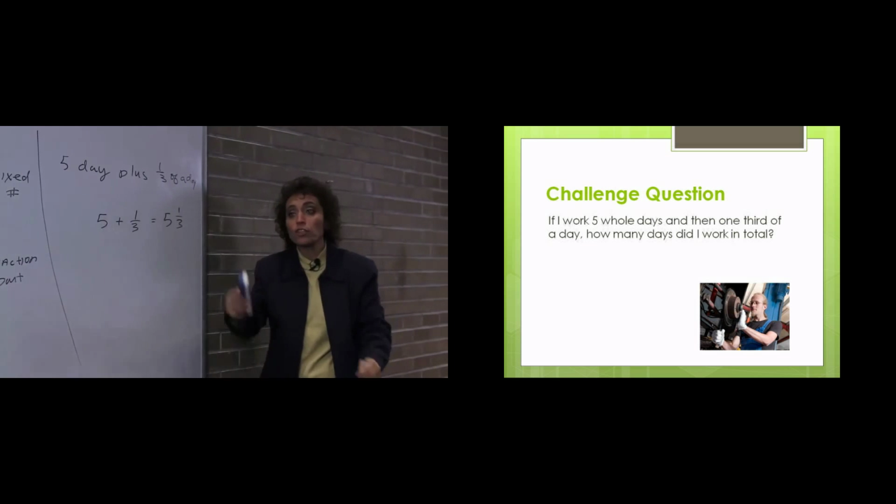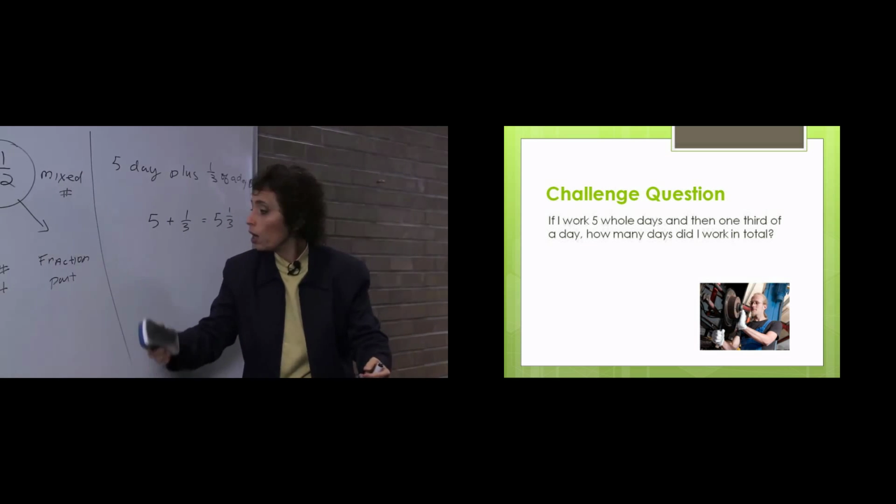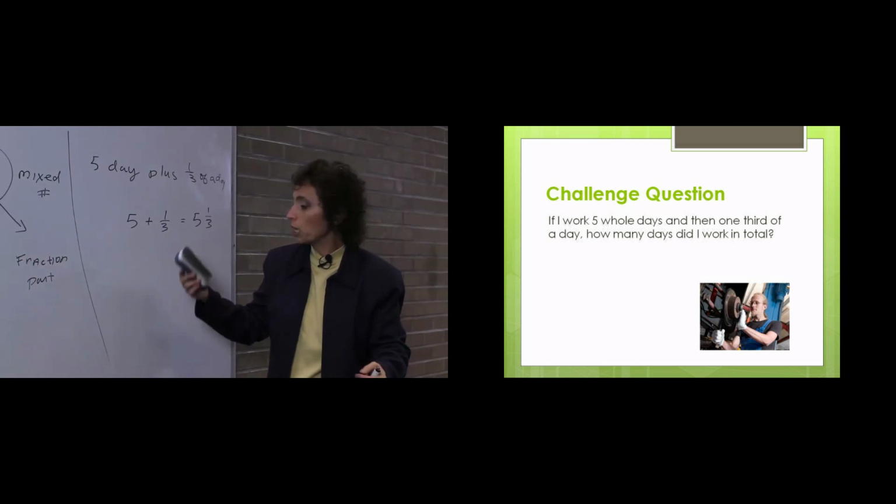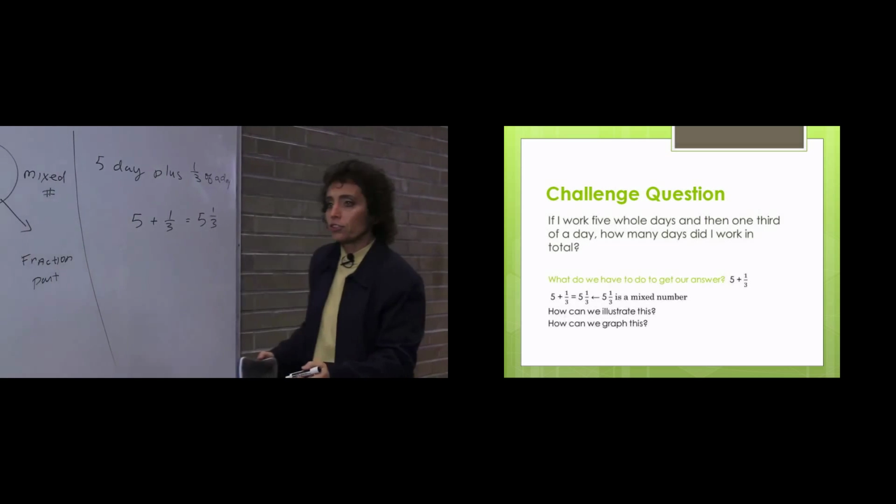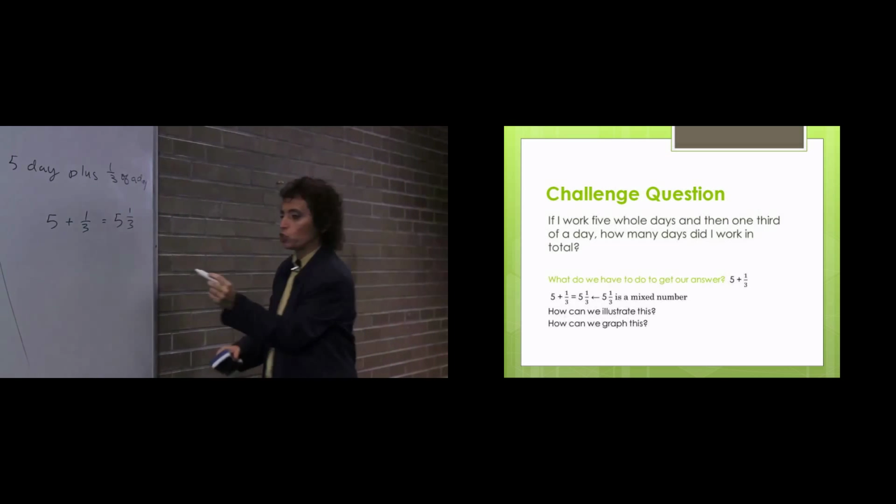That's it. That's all you have to do when you have a whole number. It's a whole number and a fraction part. You just get back a mixed number. So let's just take a look at this if I draw it.